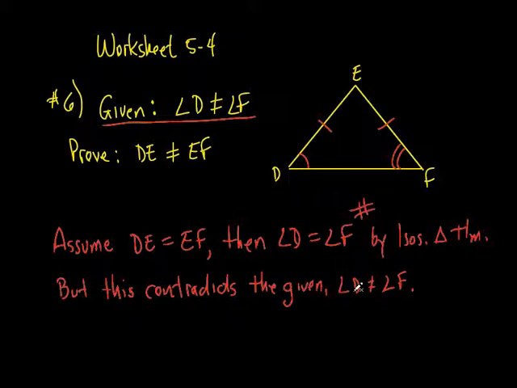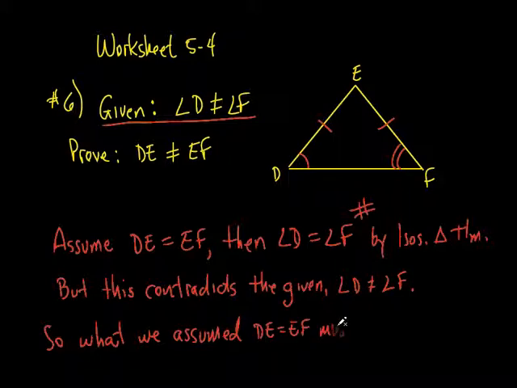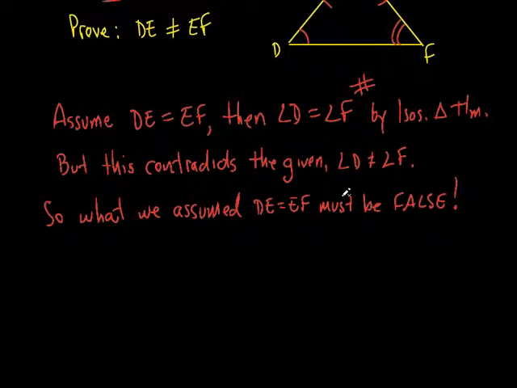It says, but this contradicts the given that angle D is not equal to angle F. So, what we assumed was what? False. That's right. What did we assume? We assumed that DE was equal to EF, so that must be false. You could word it however you want. It doesn't have to be word for word exactly like I've done here. But what we assumed about DE equaling EF must be false.